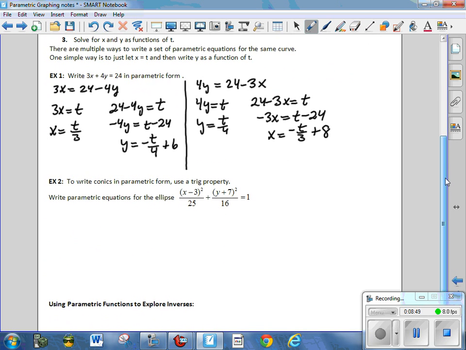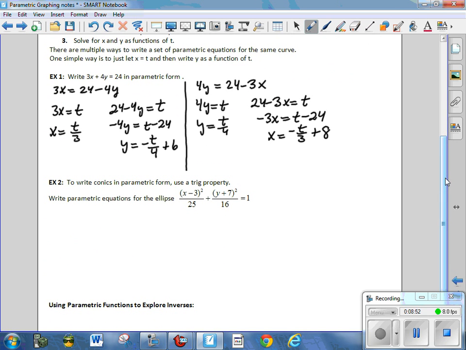Now, what's going to happen is the time, or the underlying t variable, is not going to match up the same way with x and y in both equations, but it's the same variable. And these are not the only two ways I could do this. I could also solve the equation for y, for example, or solve it for x, and then just say x equals t or y equals t, and then the other variable equals everything else. So there's a lot of different ways to do this, but there is not one unique way to write parametric equations. So that's the moral of the story.